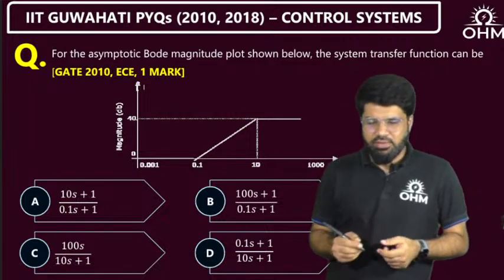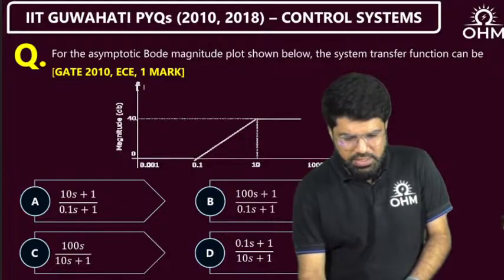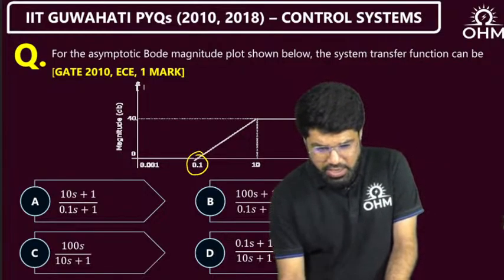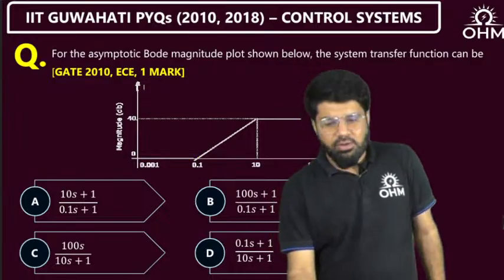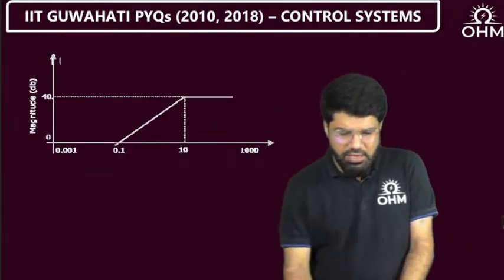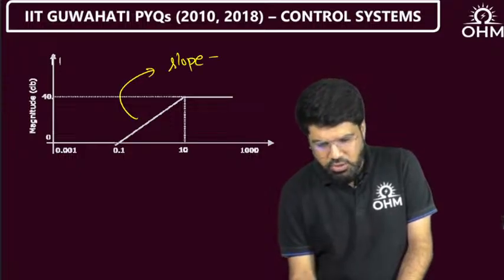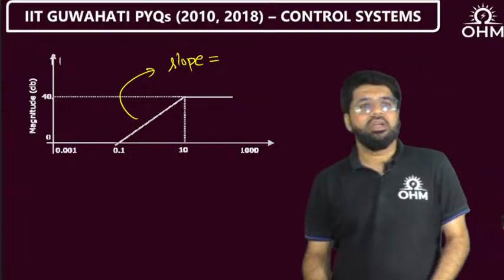So basically, two corner frequencies are mentioned, and this is a corner frequency 0.1 where the slope is increasing. Let me calculate the slope of the line. First let me write down the slope of this line. Meanwhile, you can also solve and write the answer for me. So what is the slope of this line?